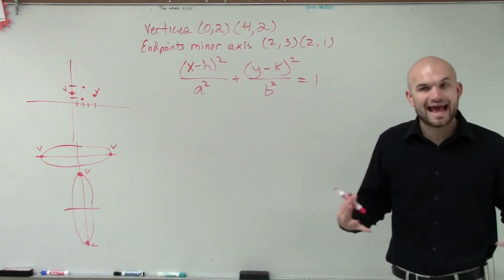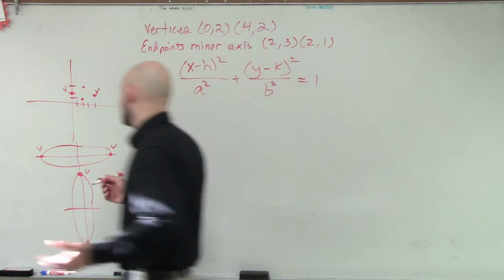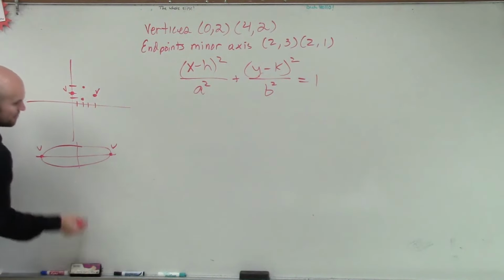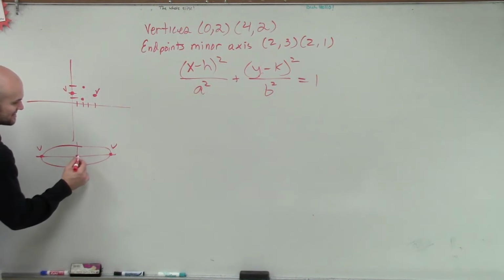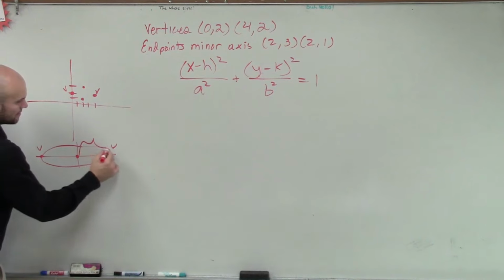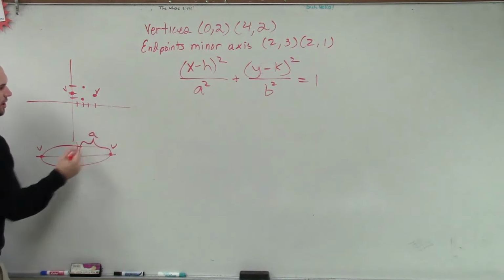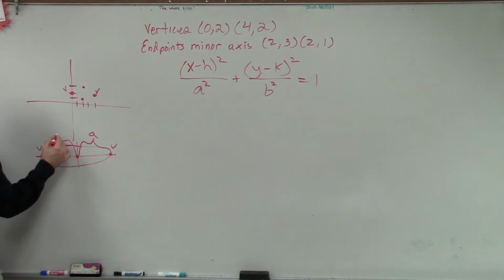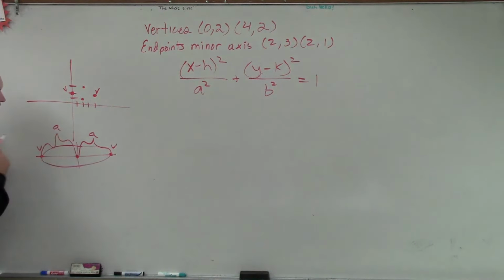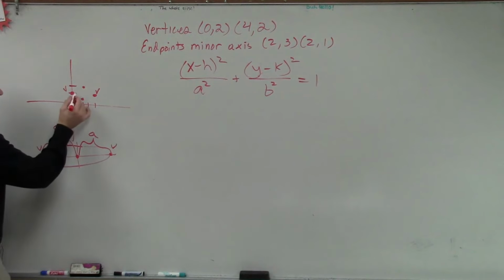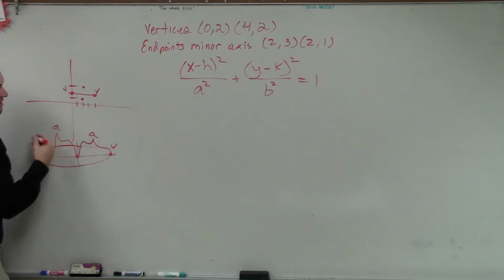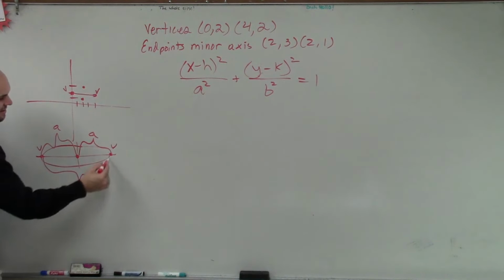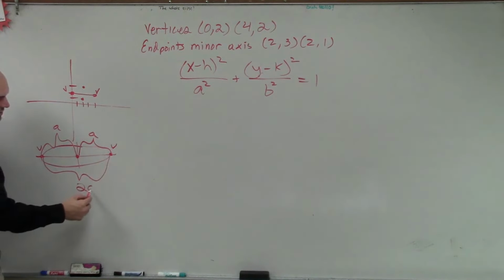Well, remember, A, ladies and gentlemen, is this distance. Since we're not dealing with the vertical, we can erase this. Remember, this distance from the center to the vertices is what we call A. And notice, this is also A. So what is this total distance here? Because that total distance is going to be 2a.